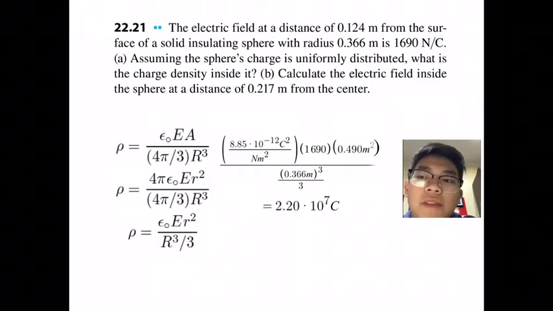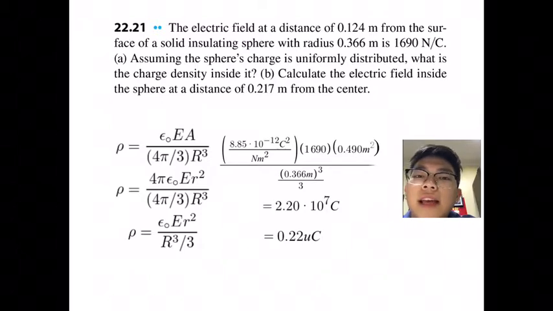After substituting, we end up with a final density of 2.2 times 10 to the negative 7 coulombs per cubic meter, which is 0.22 microcoulombs per cubic meter.